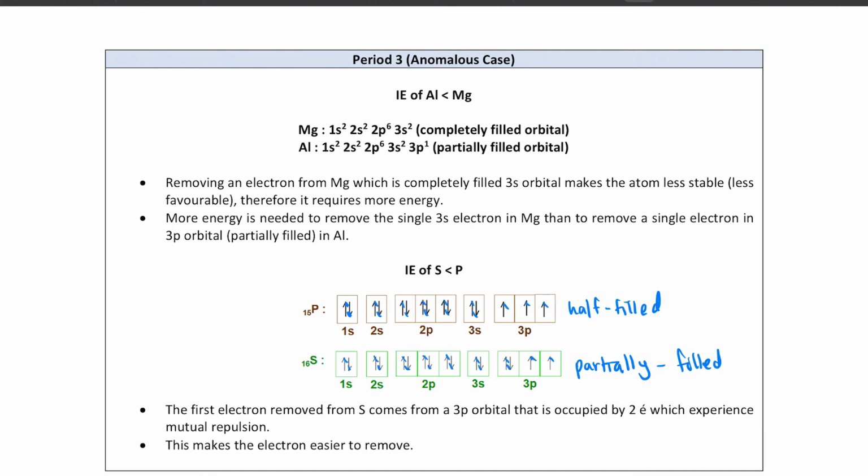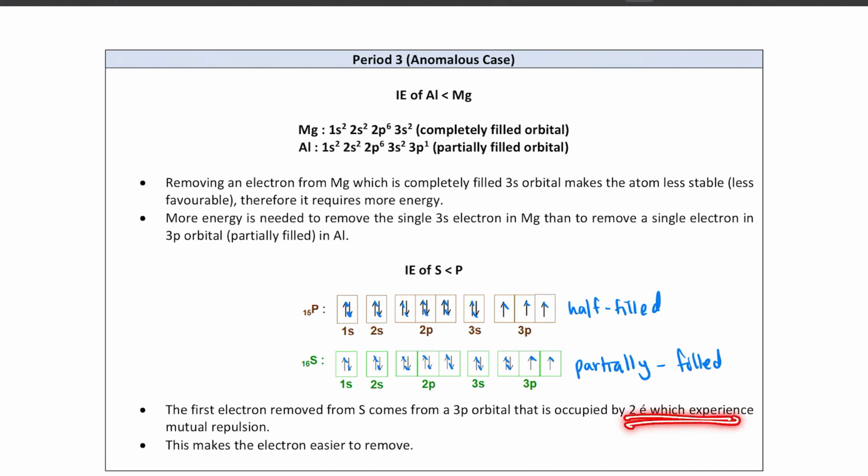Okay, and then dia kata the first electron removed from the sulfur come from 3p orbital that is occupied by 2 electron which experience mutual repulsion. This make the electron easier to remove. Okay, so the way saya explain ni slightly different from before this. Okay, sebab saya cakap dalam ni ada 2 elektron, so dia macam repulsion dia lebih tinggi lah, so senang untuk remove this electron. Itu pun betul.